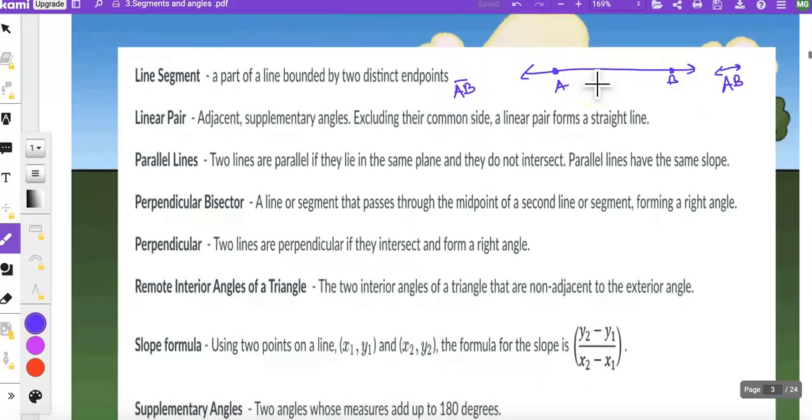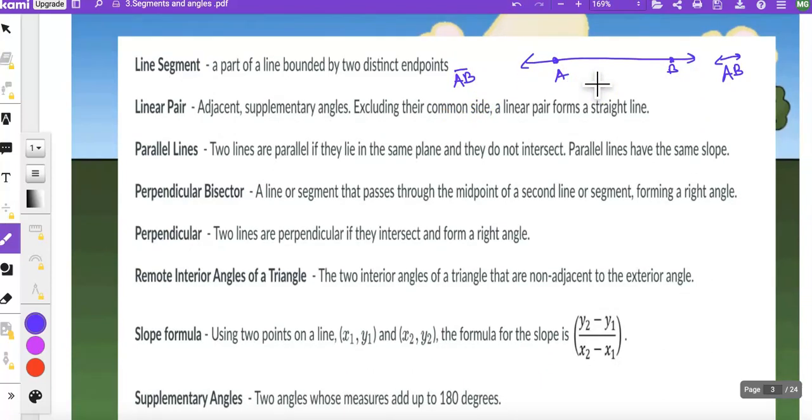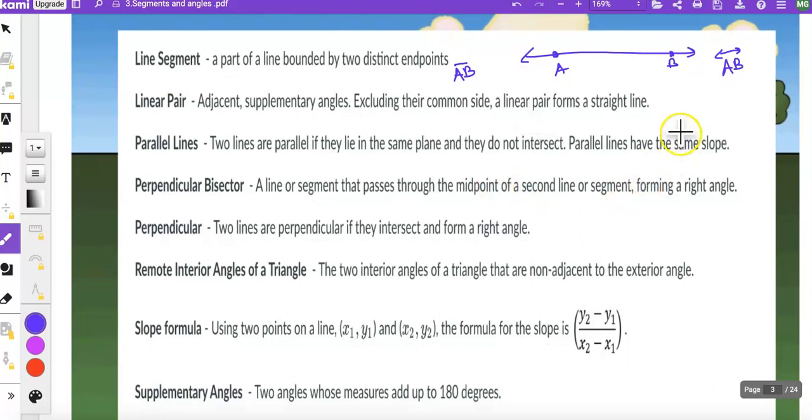Okay. Linear pair: adjacent supplementary angles, excluding their common side, a linear pair forms a straight line. It's quite clear and self-explanatory. So if this is a straight line over here, these are supplementary angles. This means two angles which when added give you 180 degrees. That's your supplementary angles. So adjacent supplementary angles, excluding their common side, a linear pair forms a straight line.